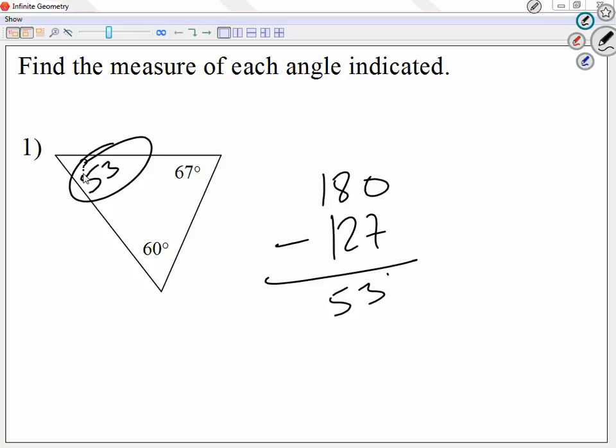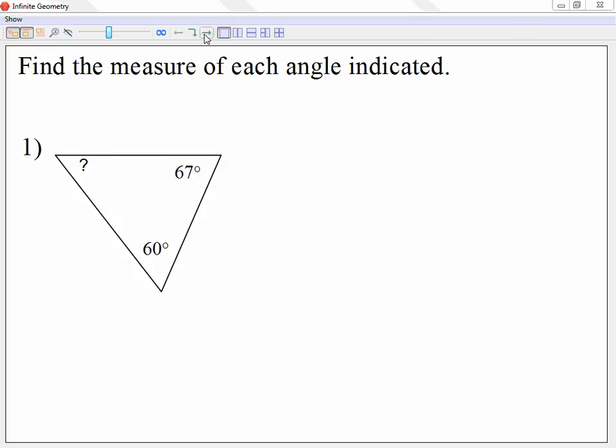Right, so we have these for the first 10 questions. Any questions on the first 10? All right. So let's take a look at number 11.